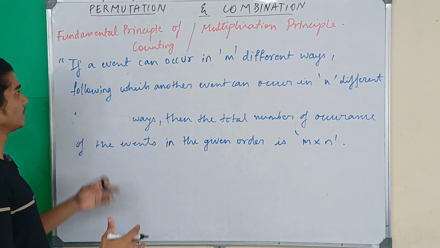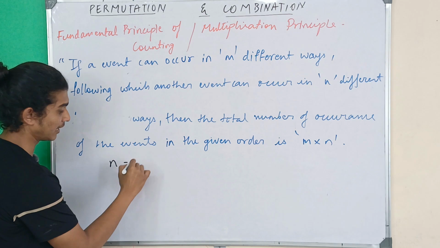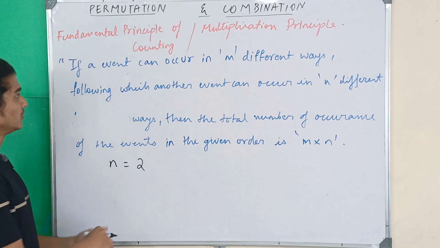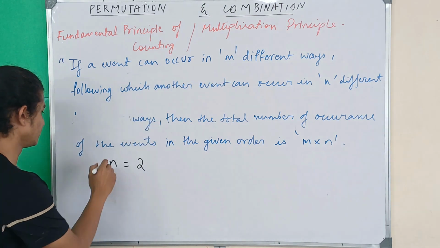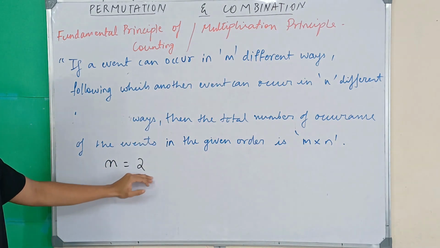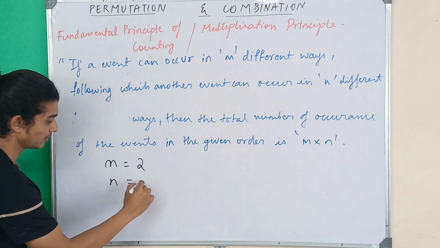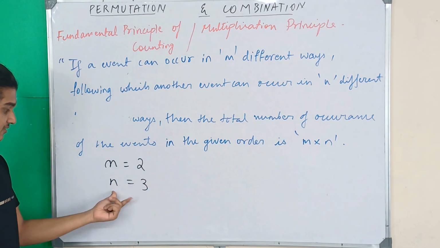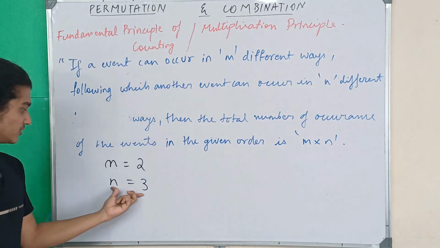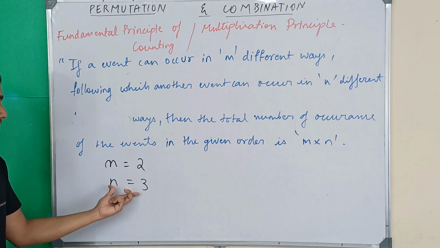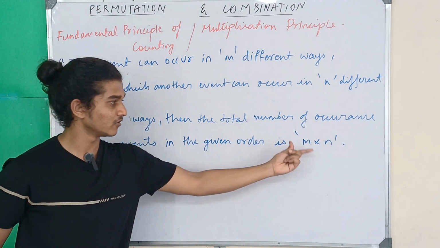Let's take the previous example. Let us take our first event, the shirts. The number of shirts I took was 2. So that was my first event. If an event can occur in m different ways, I'll take this as m. So the number of shirts is 2. And the number of pants I took is 3, which is n equal to 3, which is the second event. So another event can occur in n different ways. This was the first event and this is the other event. Then the total number of occurrences of the events in the given order is m into n.